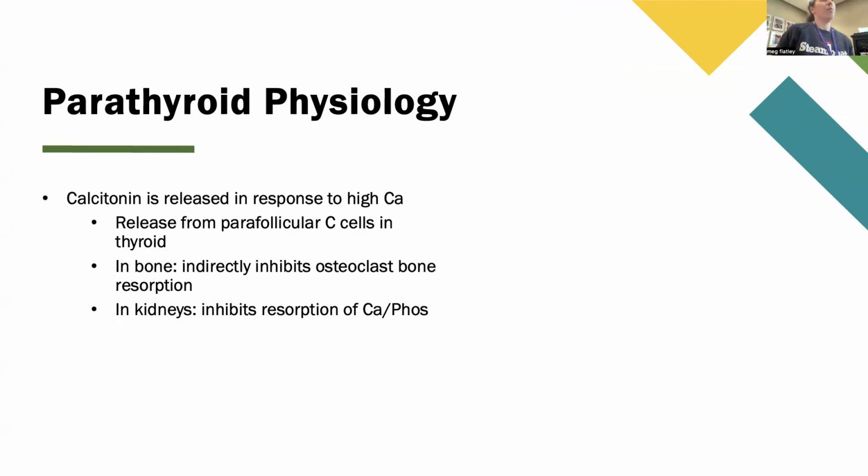Calcitonin is also secreted by the parathyroid glands, and calcitonin tones down calcium. So this is released in response to high calcium levels, and it indirectly inhibits the osteoclasts.